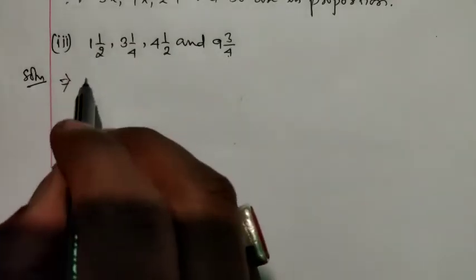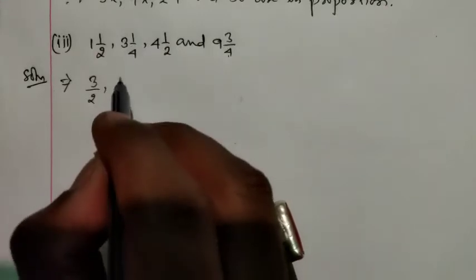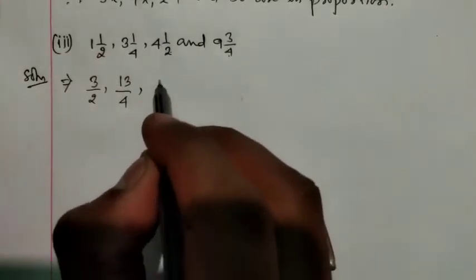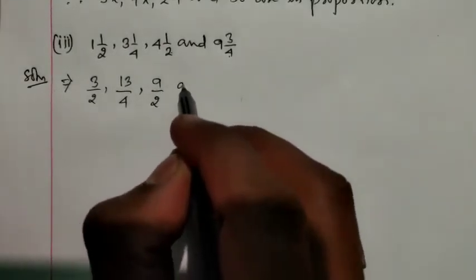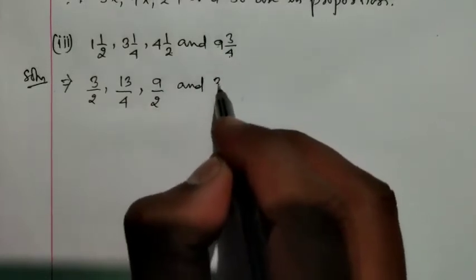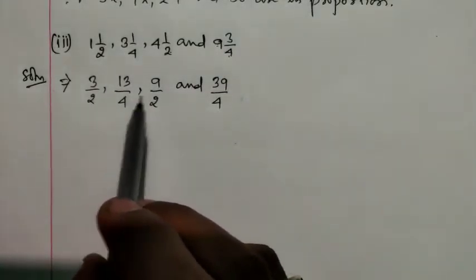2 1s are 2 plus 1, it will be 3 by 2. 4 3s are 12 plus 1, 13, it will be 13 by 4. 2 4s are 8 plus 1, 9, it will be 9 by 2. And the last one, 4 9s are 36 plus 3, 39, it will be 39 by 4. This one is A, B, C, D.